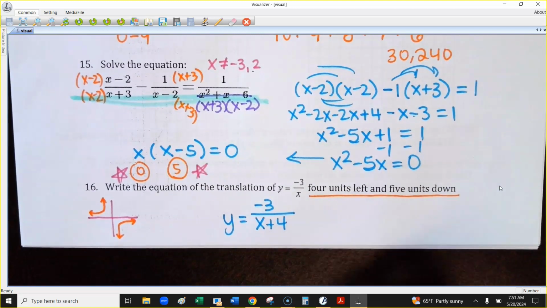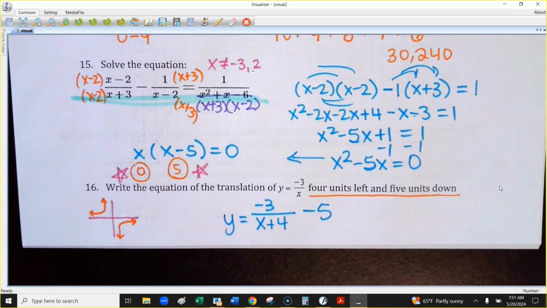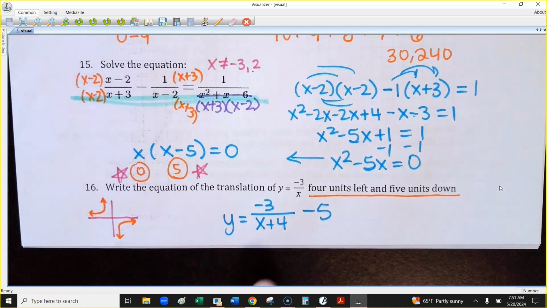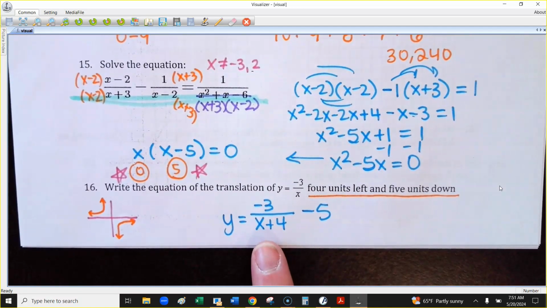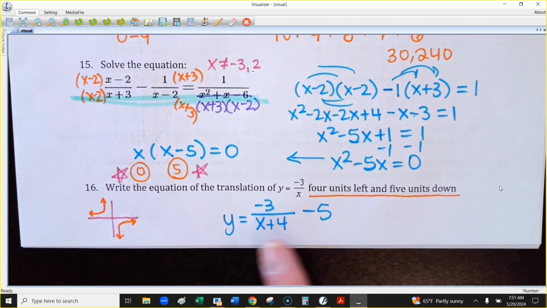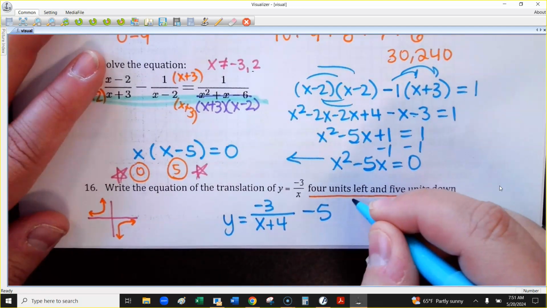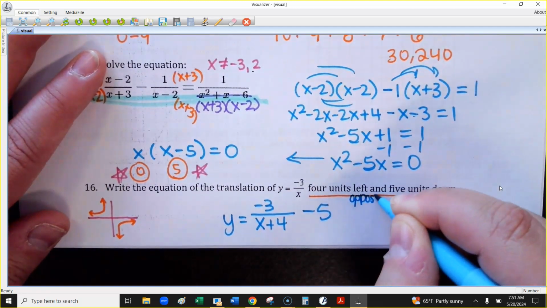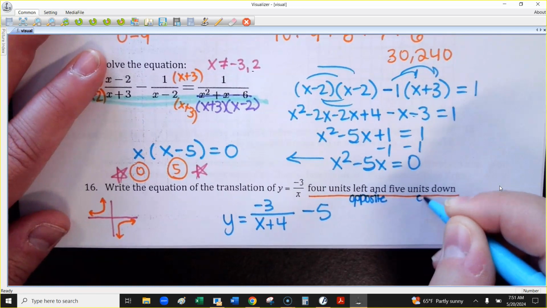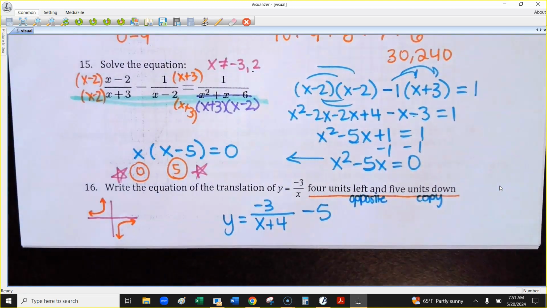Just minus 5. Whatever goes left or right is the opposite of what it looks like because it's what sets that equal to 0. So negative 4 would cause that to be 0. That's what's actually going to move that 4 units to the left. And then whatever up or down, just copy that number, and it should be to the side of the operation. Left or right is opposite with the x. In this case, we have a fraction, so we just put the -5 to the side.